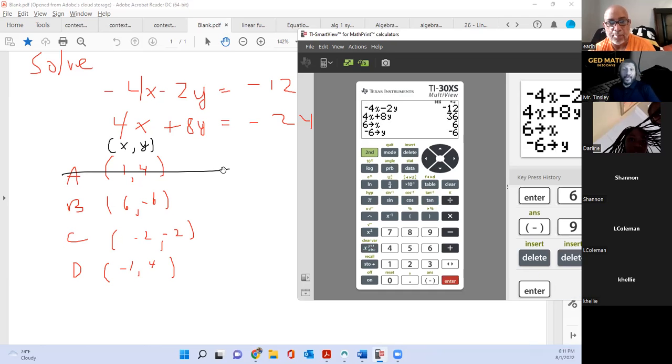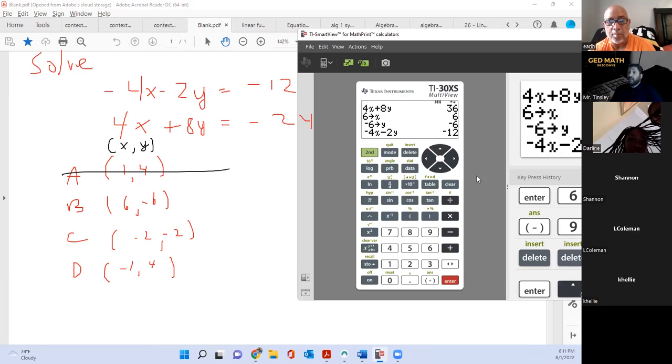And then, since we already had those expressions typed into our calculator, instead of typing them over, I'm just gonna hit my up arrow until I get to my first expression, minus 4x minus 2y. And let's see if I get negative 12. Yes, I do. So I know this x and y works for the second equation.